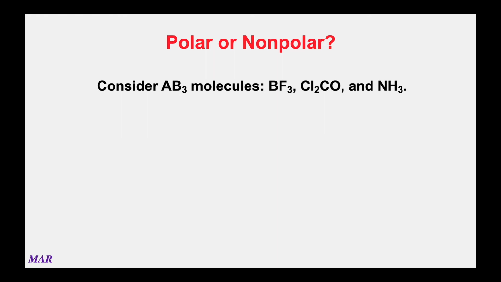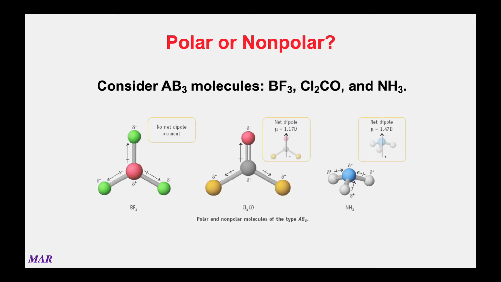All right, let's play the polar-nonpolar game now for these molecules: boron trifluoride, Cl2CO, and NH3. These are all what they call AB3, where there's a central atom with 3 atoms around the outside. So first thing, big surprise, draw a Lewis structure, figure out geometries, and so on. Well, all of these have 3 atoms around a central atom. However, they're all quite different, you can see.